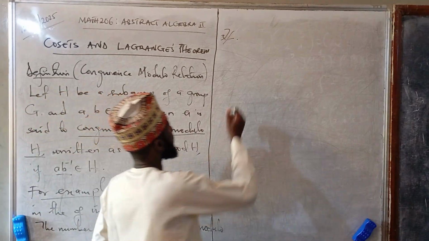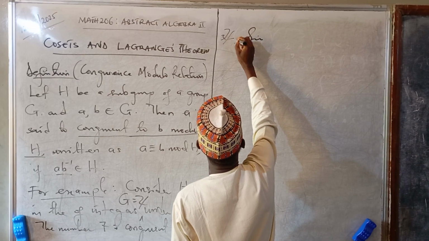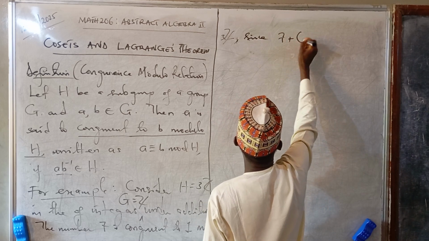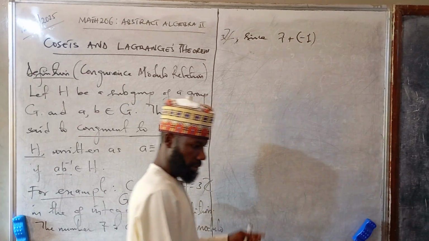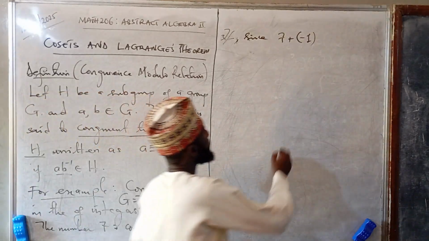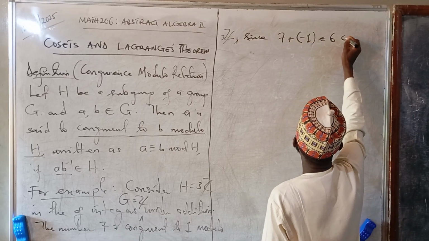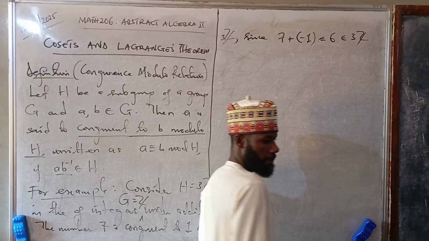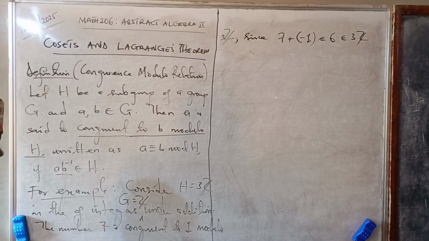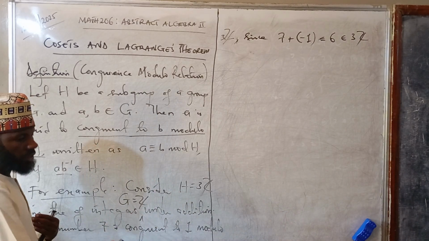Since in this group addition is the binary operation, inverses will be the negative of the number. So what you have here is 7 plus minus 1, which is 6, and 6 is an element inside 3Z, because 3Z consists of all multiples of 3. So that is what we mean by congruence modulo relation. You take two elements and you take one with the inverse of the other.